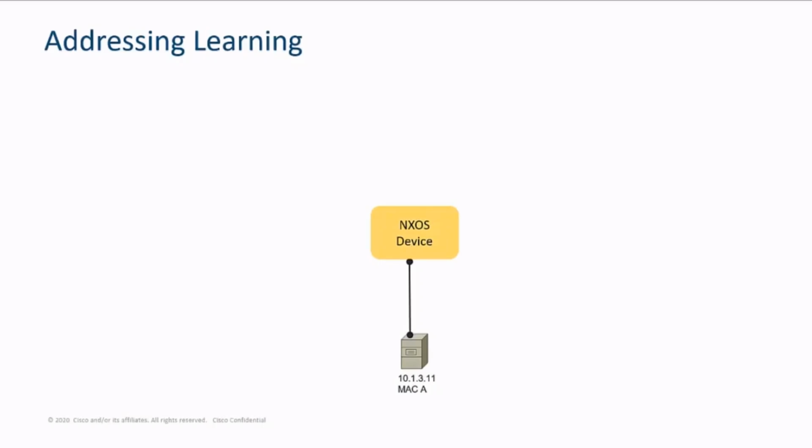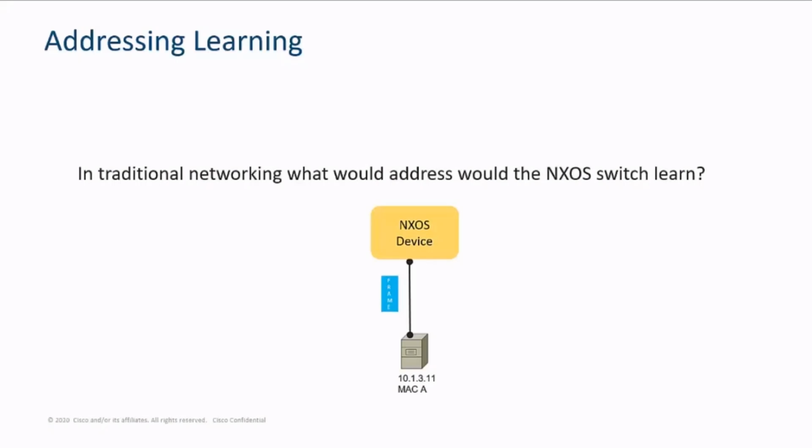When I say traditional network, that could be like an IOS switch or an NX-OS switch. And notice here we have a regular Nexus switch. There's a server attached to it. It has an IP address and MAC address. And if that server powers on for the first time, it sends its first frame or packet to the switch. The regular switch is just going to learn a MAC address.